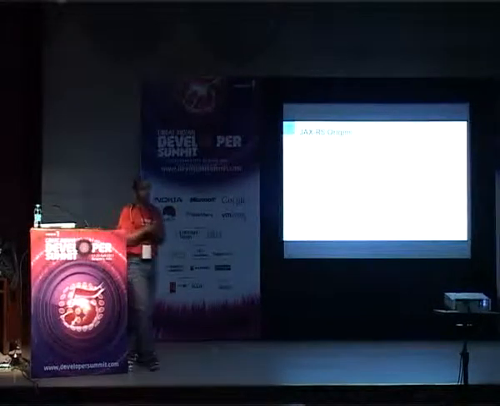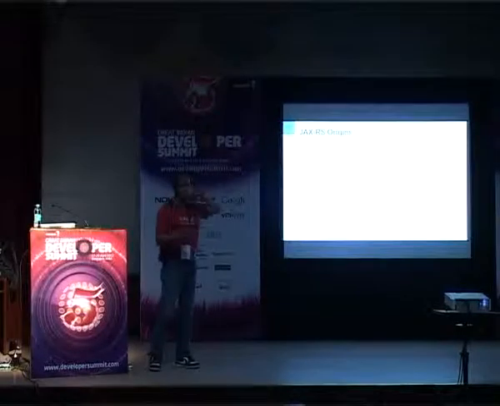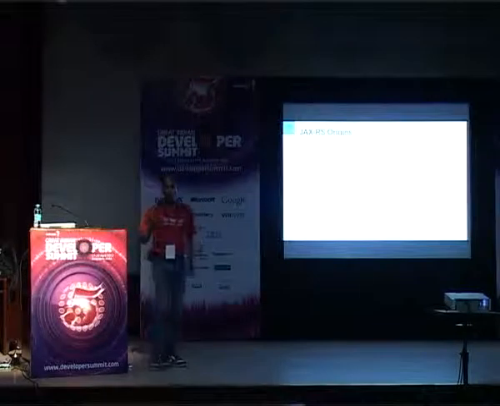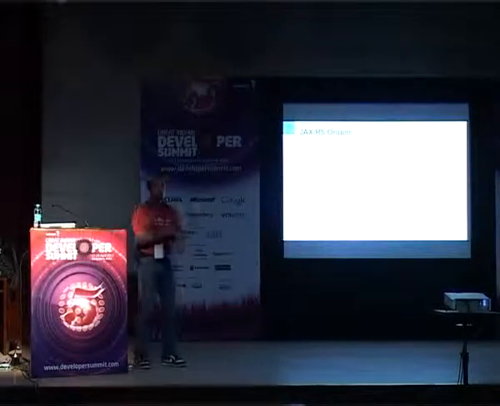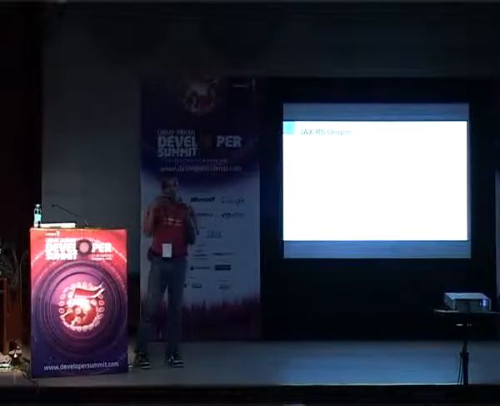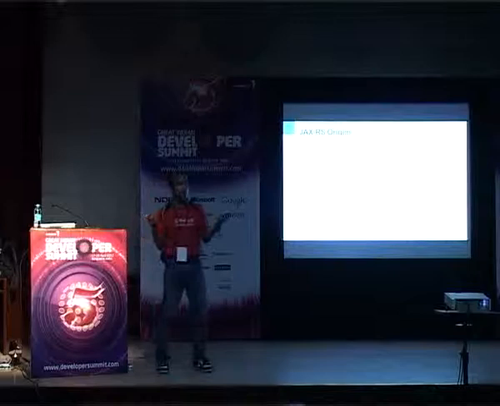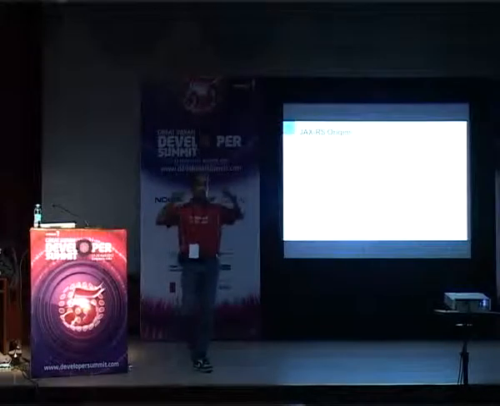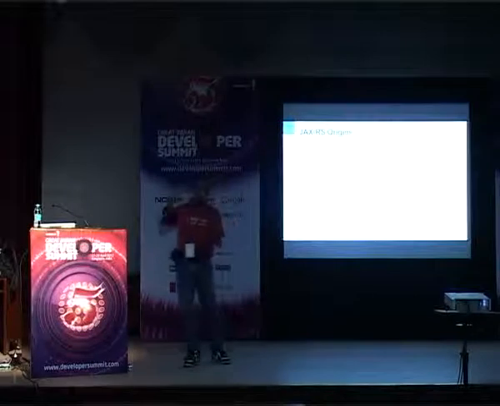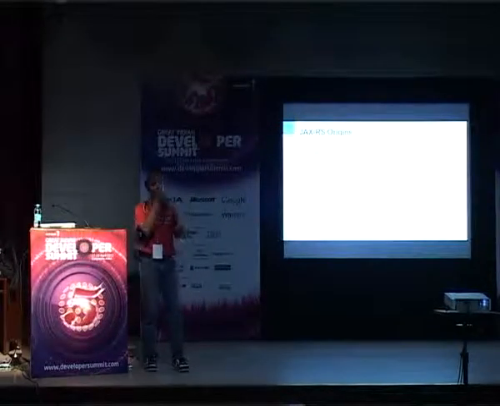So JAX-RS 1.0 or 1.1, the latest version, is the API for RESTful web services. REST is an architectural style, and it has certain principles. It says everything on the web, for example, is a resource. The web is the first-class application for REST architecture. Each resource has a unique ID and is uniquely identifiable.